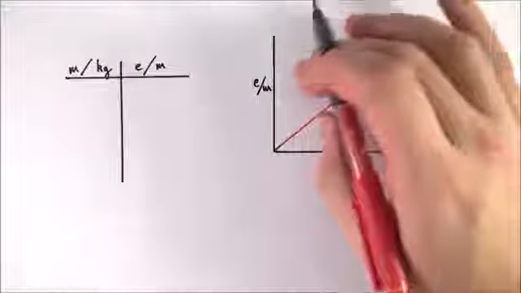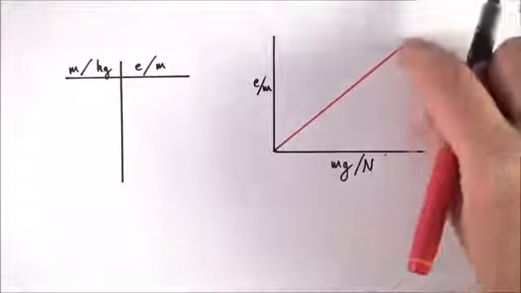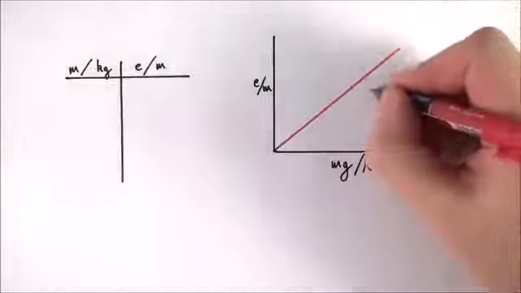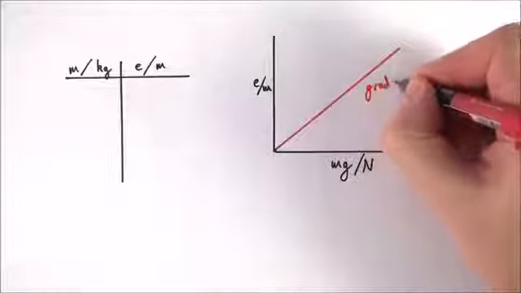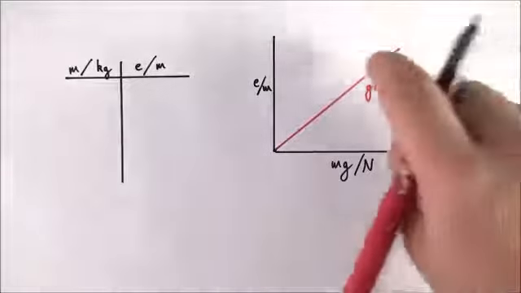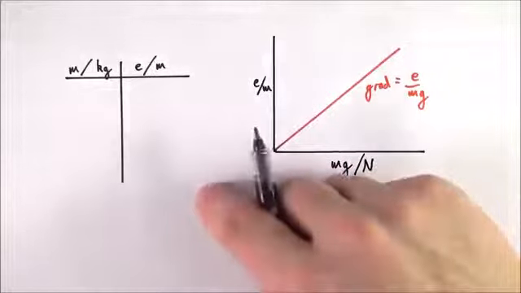Well, when you've got a nice straight line here, and you want to avoid any bits at the top where it's starting to go into this plastic deformation, you should realise that the gradient is equal to e over mg. And you can use this gradient that you've just calculated to work out Young's modulus.